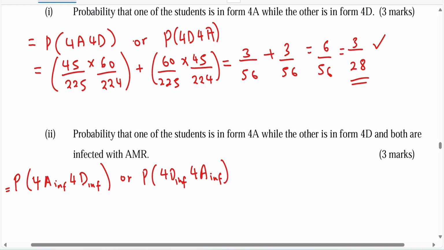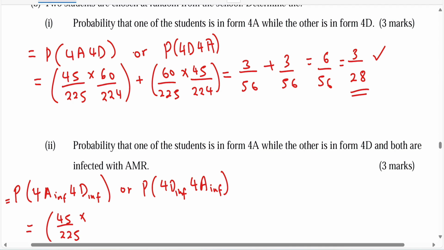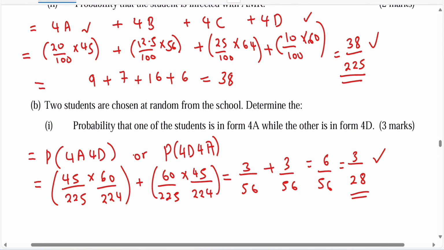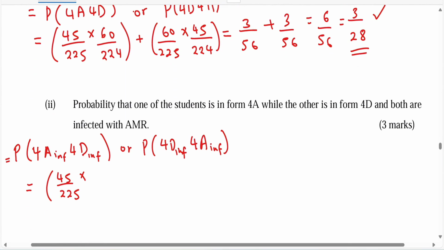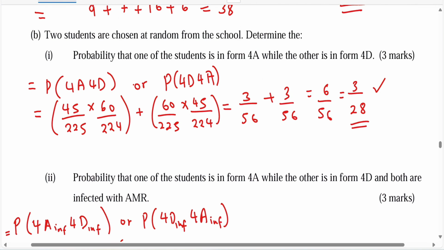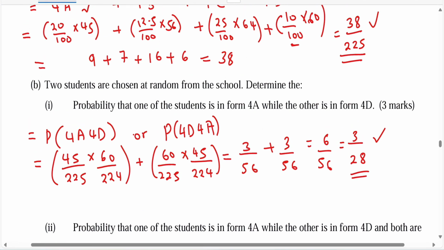Sawa? Umeona swali rahisi sana. So Form 4A probability yake ni ile tu 45 over 225. Percentage yake tulikuwa tumetafuta, sio? Percentage yake ya Form 4A tulisema ni 20%. So we'll multiply by 20%. Sawa? Then Form 4D. Form 4D walikuwa 60. Kwa vile walichukua Form 4D mara ya kwanza itabakia 60, but the population will decrease, itakuwa 224. Then multiply by the percentage of Form 4D, which is 10%.